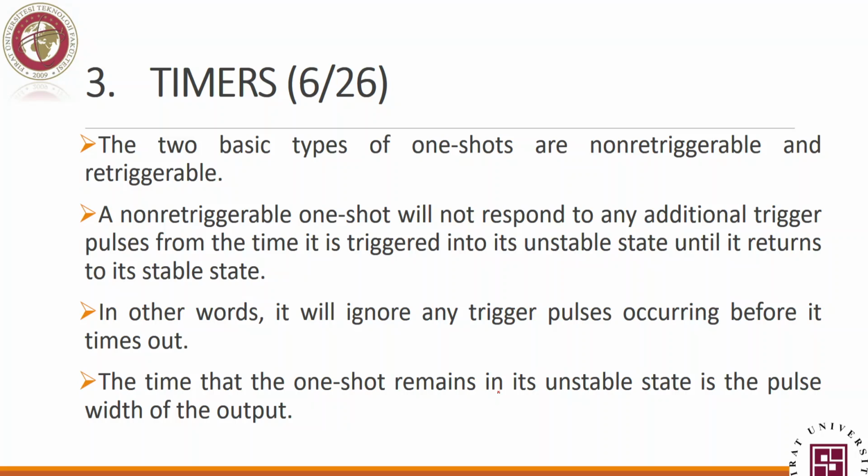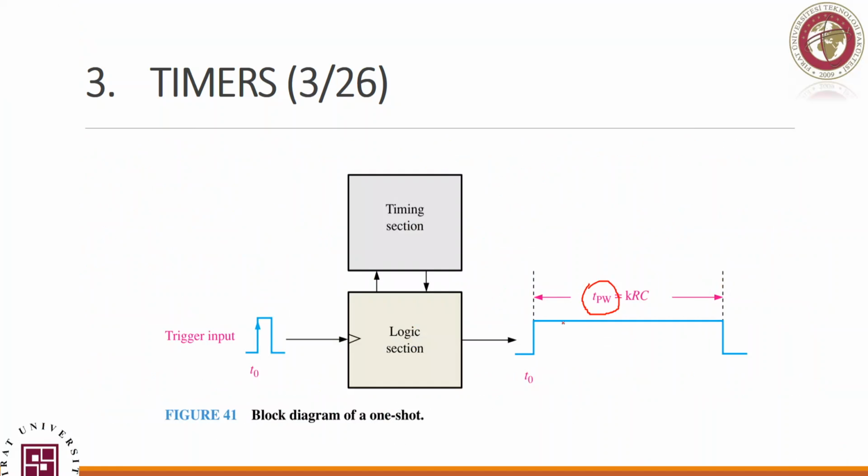Now the idea is like this. We may have two types of one shot. One shot again is monostable. Monostable means it remains in its stable state unless you trigger it. When you trigger it, it starts going to its unstable state, and in its unstable state the counting starts. So we will create a pulse like this, based on RC with, of course, a proportionality constant.